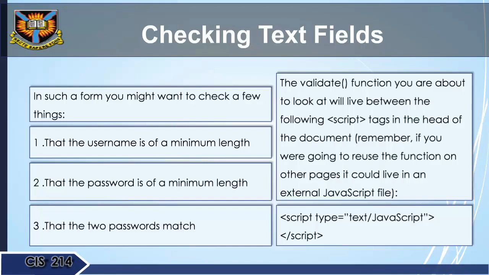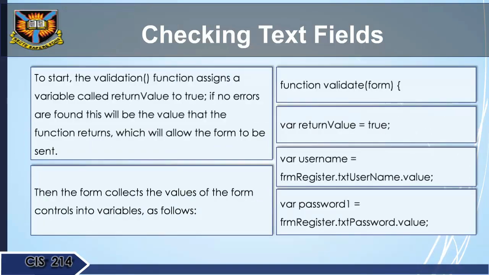The validate function you are about to look at will live between the following script tags in the head of the document. Remember, if you were going to reuse the function on other pages, it could live in an external JavaScript file. <script type="text/javascript"> </script>. To start, the validation function assigns a variable called returnValue to true. If no errors are found, this will be the value that the function returns, which will allow the form to be sent. Then the function collects the values of the form controls into variables as follows.